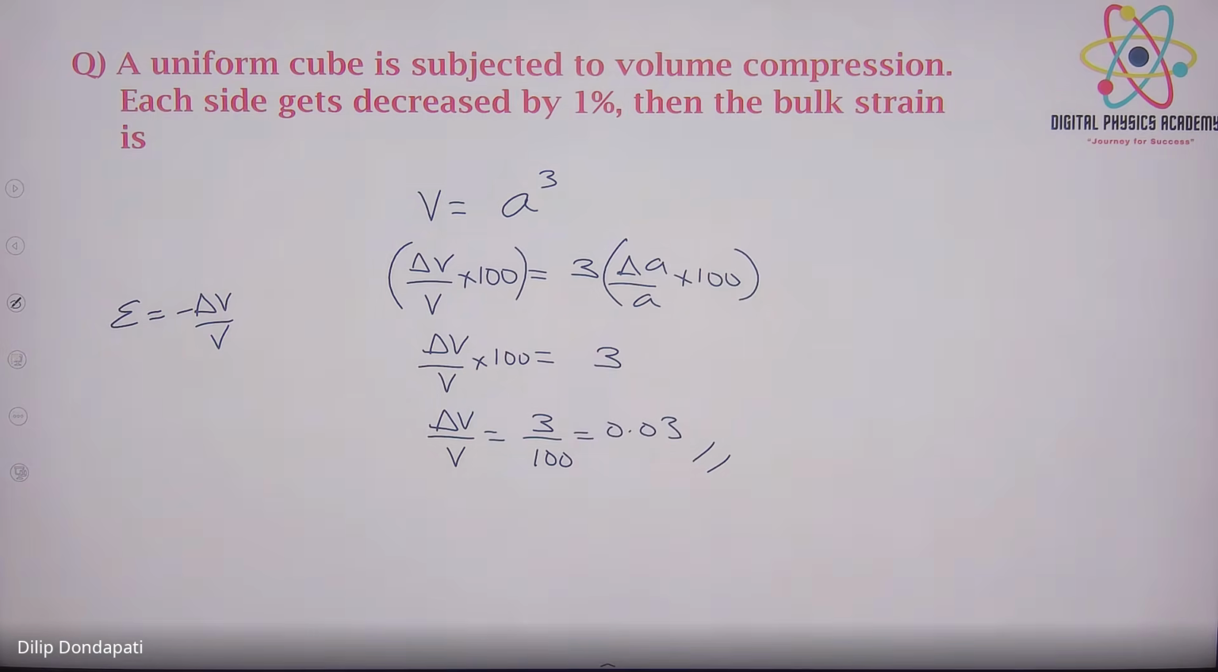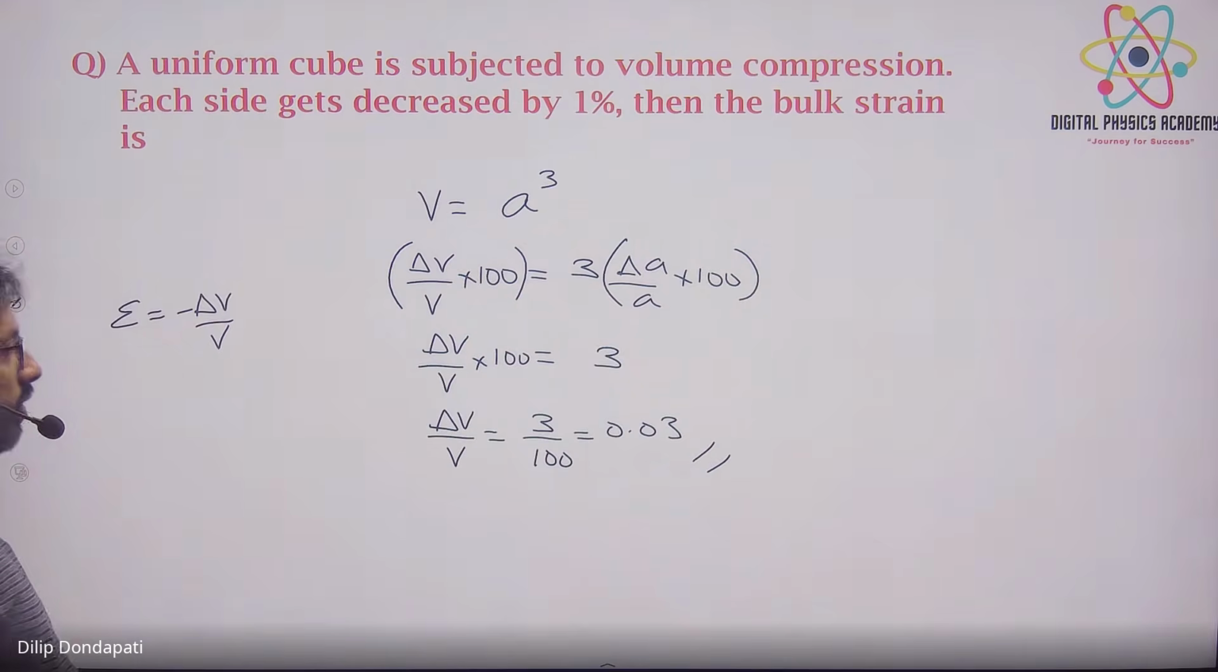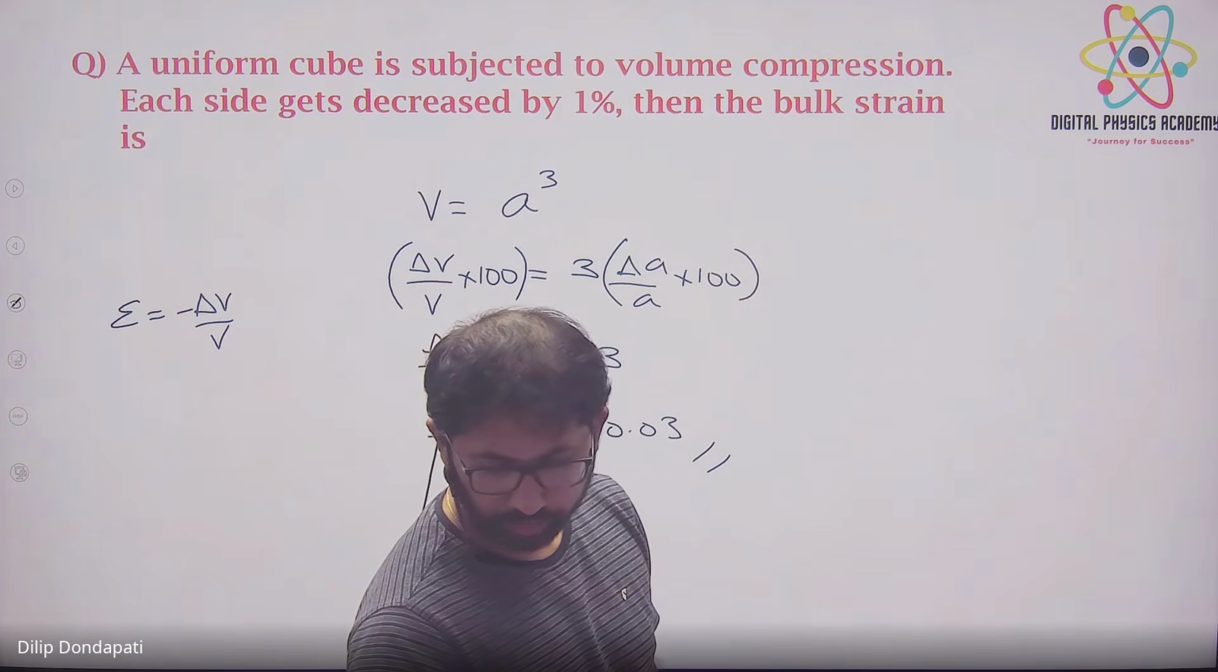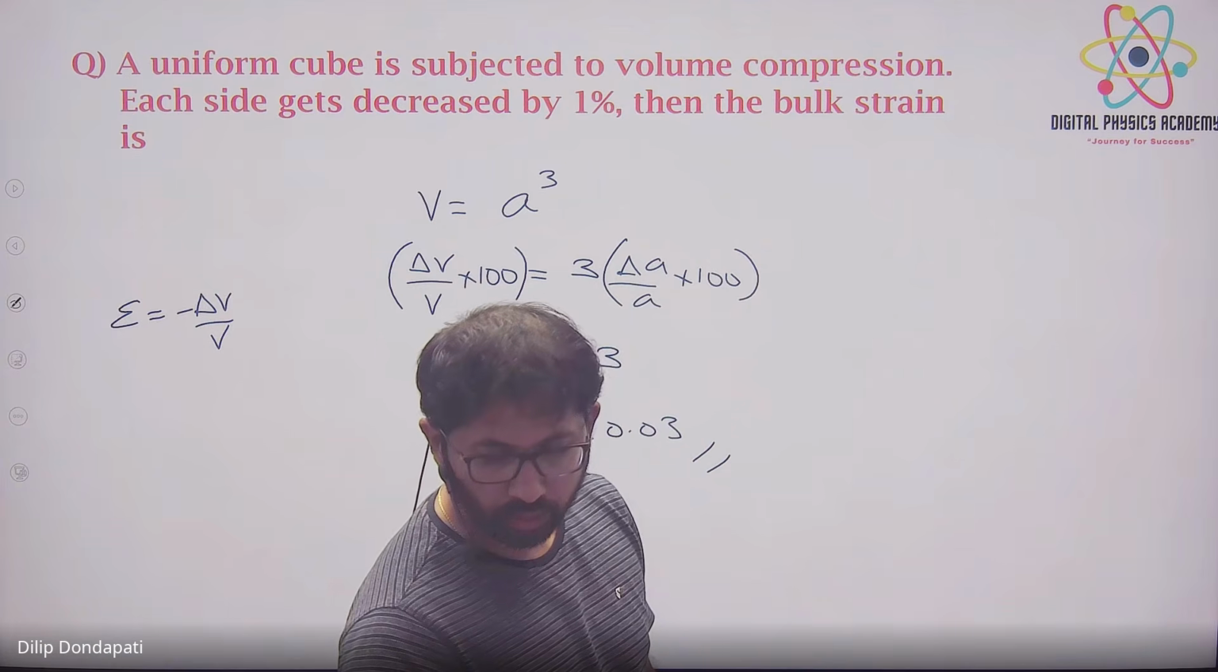Whenever the percentage is less than 5%, always use the error analysis method. Done? Do it. Okay, we will do the rest of this next.